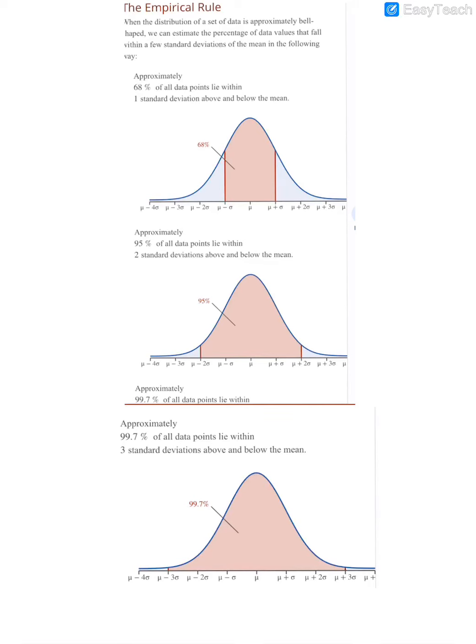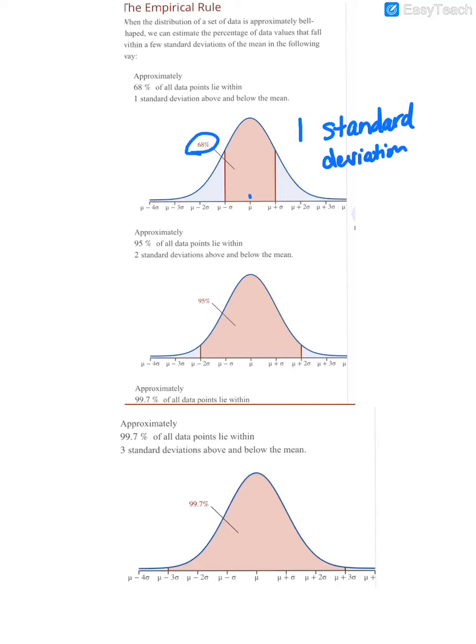In this video, we are going to talk about the empirical rule. Basically, what the empirical rule tells us is that if we have a set of data and it is bell-shaped, or it's a bell-shaped curve, then we can say approximately 68% of the data are within one standard deviation of the mean. So 68% are within one standard deviation of the mean, and that goes both ways.